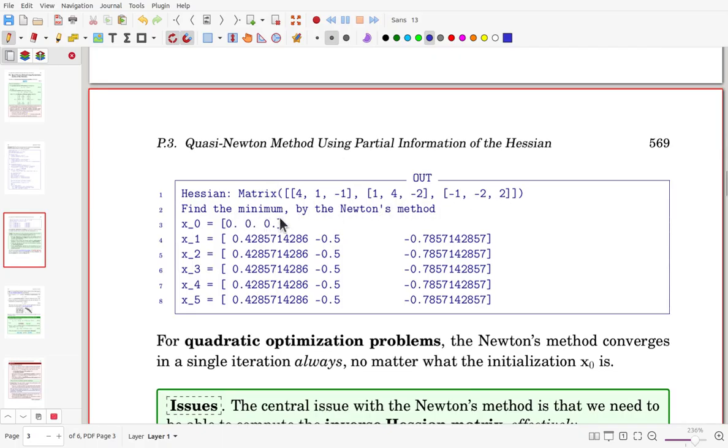Now find the minimum by the Newton method. Start with 0, 0, 0. Now after one iteration, it converged completely, and from the second iteration it never changes. So for quadratic optimization problems, the Newton method converges in a single iteration always, no matter what the initial point is.